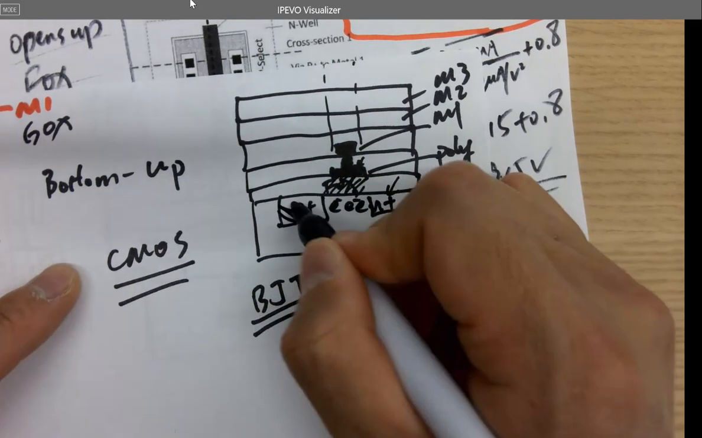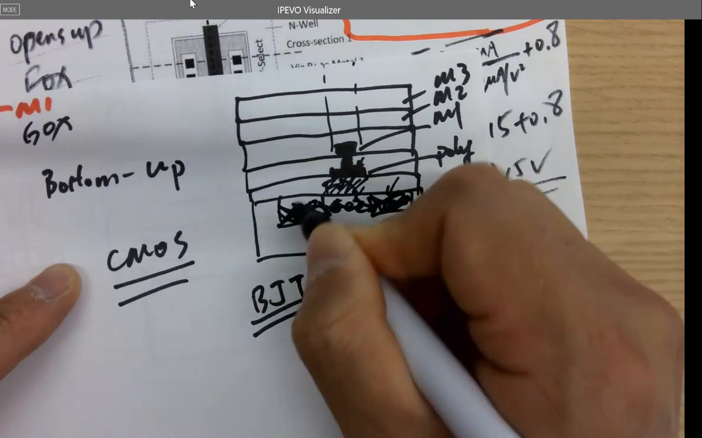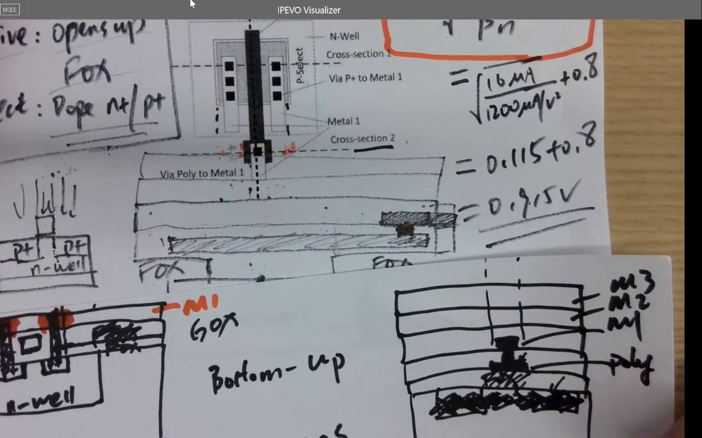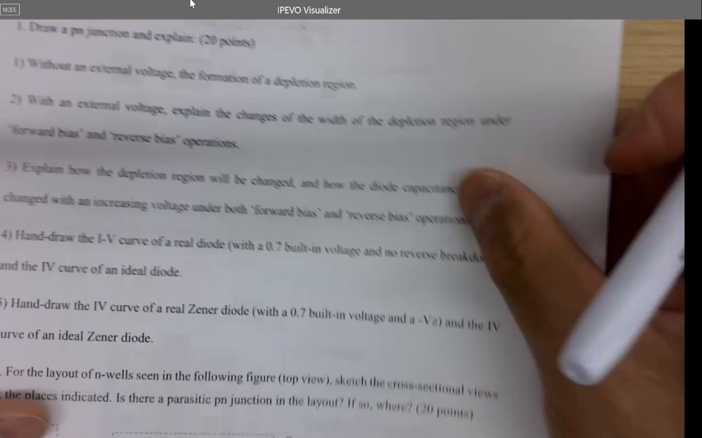Okay, in this case, we don't have this drawing. Don't want to confuse you guys. Any questions for this drawing here? No, not good. These ones.